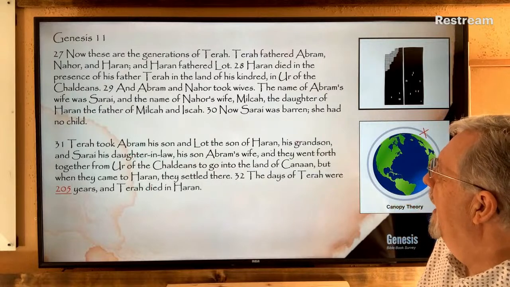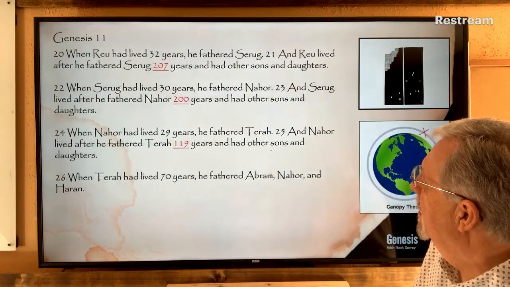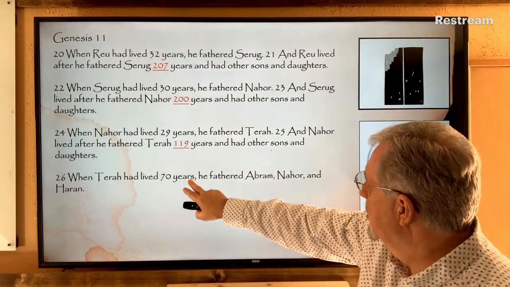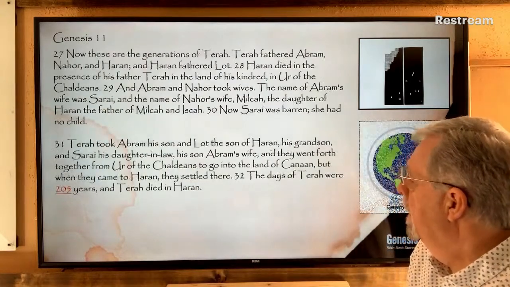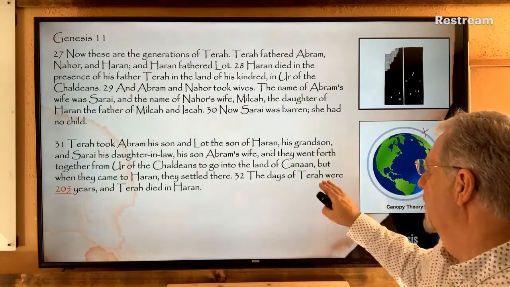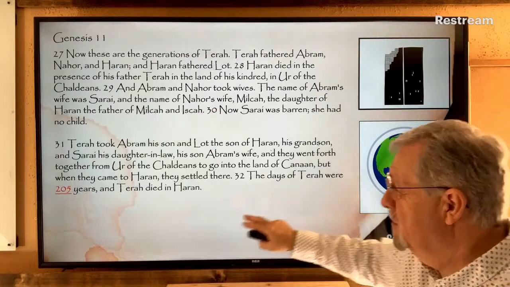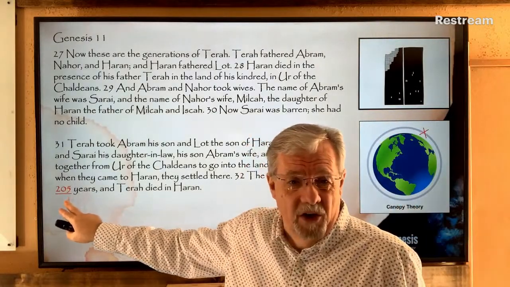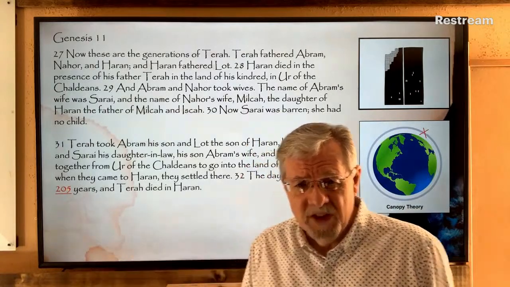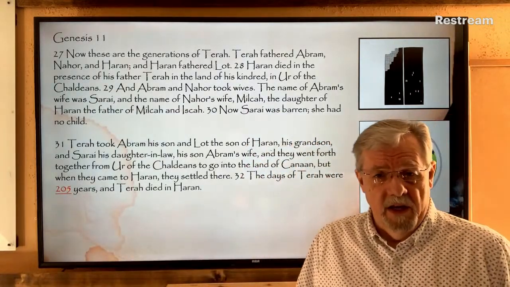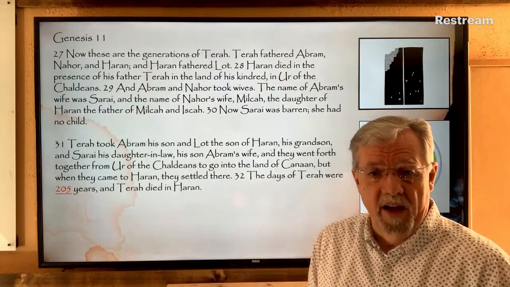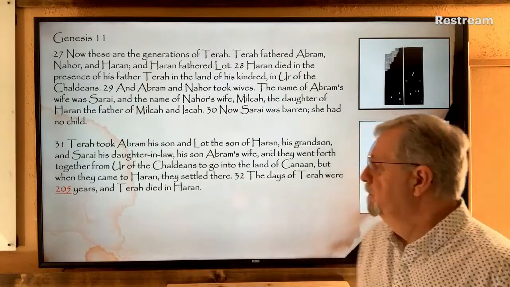So I'd have to go back and get it. I think I can do that. Yeah, he's 70 years when he fathered Abram, but this one just says the days of Terah were 205. It doesn't say after he had children. So I guess he only lived 205 years total. And so again, you see the length of life is decreasing rapidly.